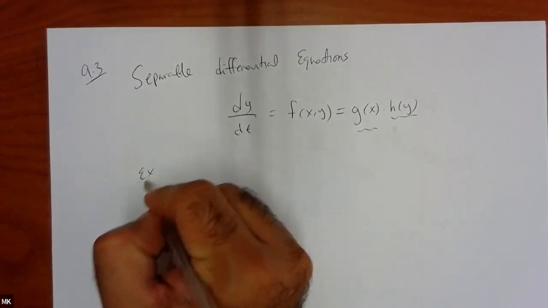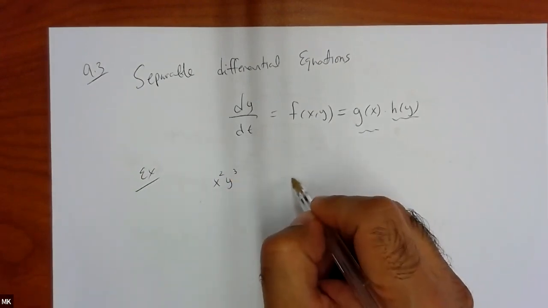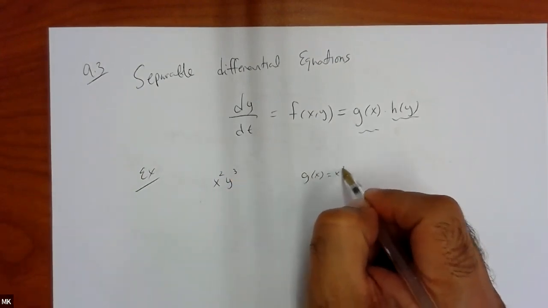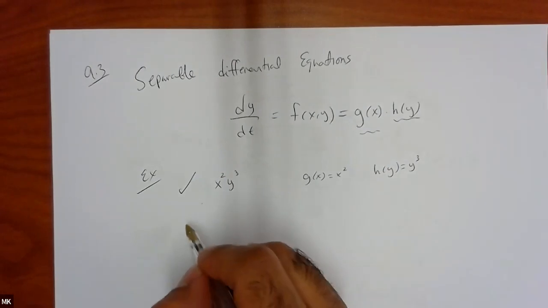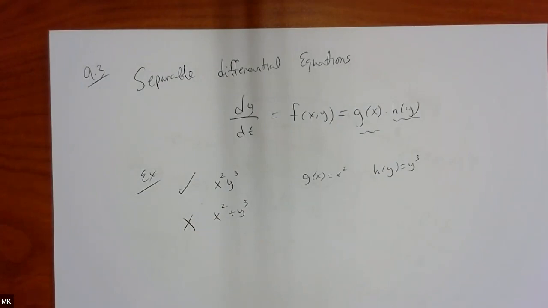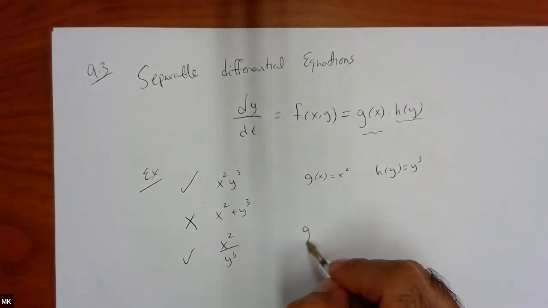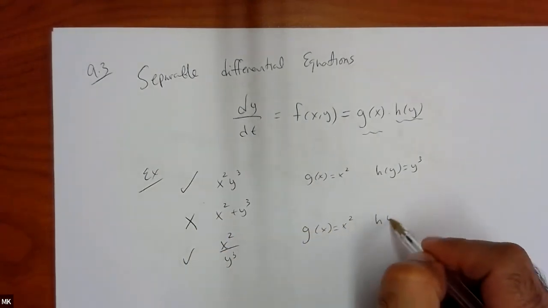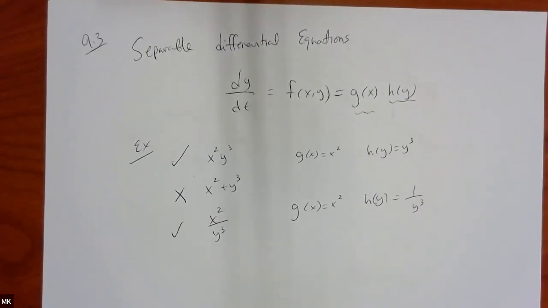Some examples of separable functions would be, say, x squared y cubed, where here your g of x is x squared, your h of y is y cubed. So this is separable. X squared plus y cubed is not separable. You cannot write it as a product of something of x only and something of y only. X squared over y cubed is separable because you can write it with g of x as x squared and h of y as 1 over y cubed. I'm sorry, I'm using the same powers, but it's irrelevant as long as you have that form. This is separable.